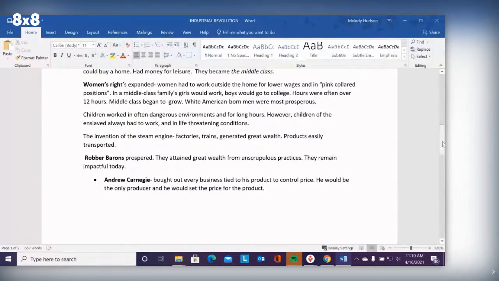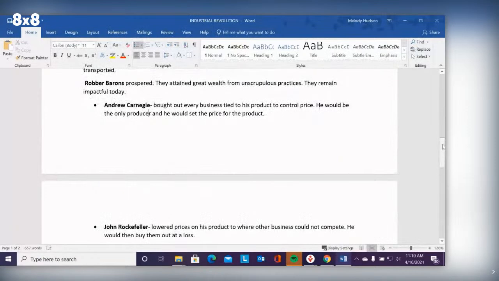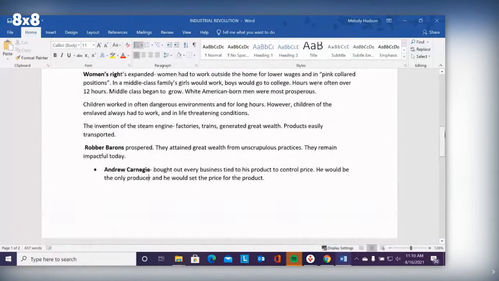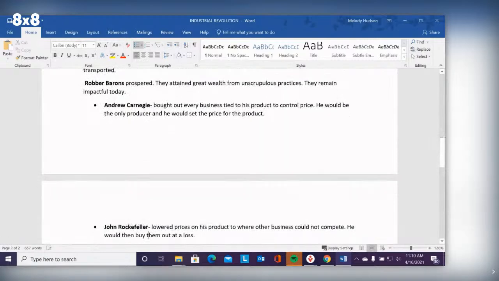The robber barons. The first one's name was Andrew Carnegie, and he would have a product and he would buy out every business tied to his product to control the price. He would put everyone else out of business. So then he was the only producer and he could set the price for his product. That practice is still being done today, but it is illegal.